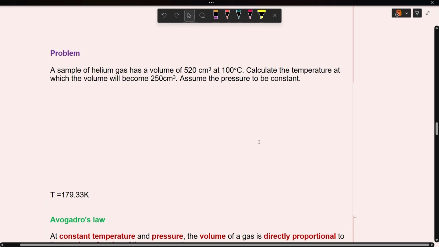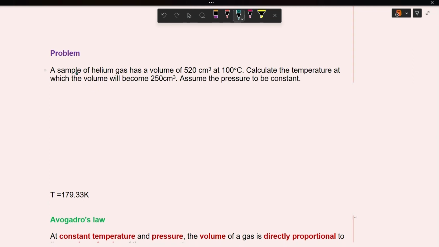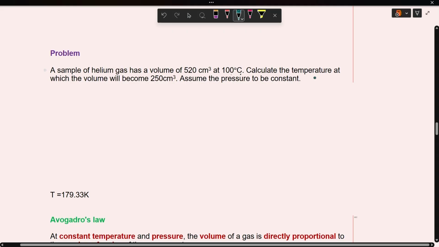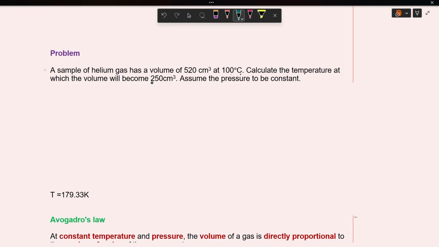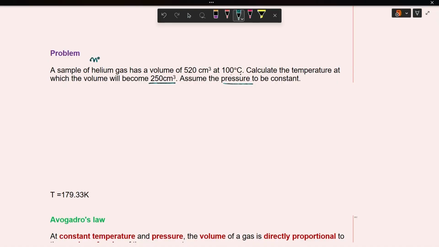Next, let us go for a problem. A sample of helium gas has a volume of 520 centimeter cube at a temperature of 100 degrees Celsius. Calculate the temperature at which the volume of the gas will be 250 centimeter cube. Assume pressure to be constant. So, a sample of helium gas we have taken. Once the sample is taken, that means that its mass is fixed. We are not going to add gas into it or remove it from it. So, the mass is fixed.